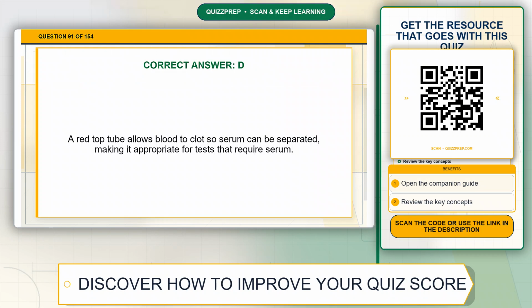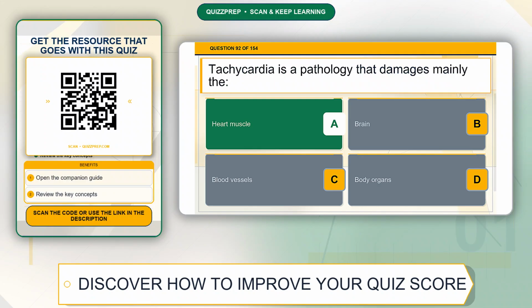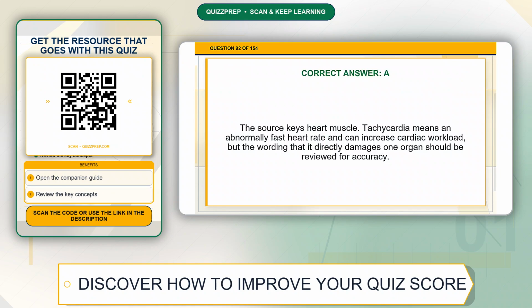Question 92. Tachycardia is a pathology that damages mainly the: Option A, heart muscle. Option B, brain. Option C, blood vessels. Option D, body organs. The correct answer is option A, heart muscle. Explanation. The source key's heart muscle. Tachycardia means an abnormally fast heart rate and can increase cardiac workload, but the wording that it directly damages one organ should be reviewed for accuracy.